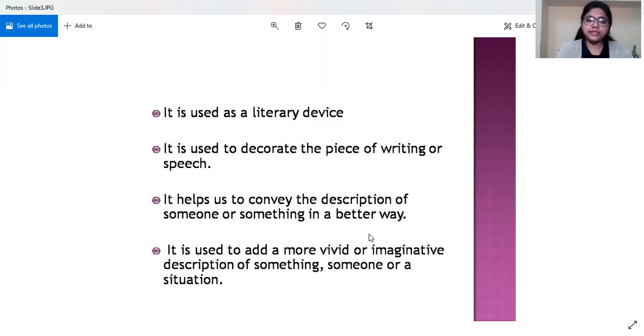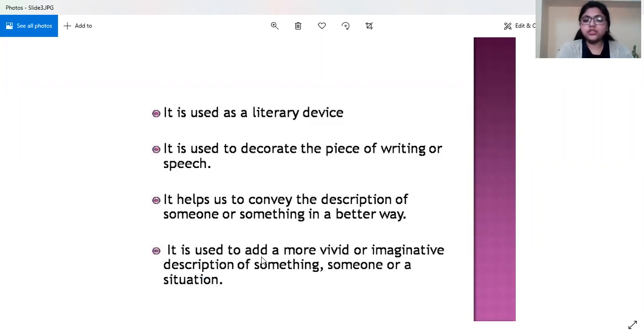As I just gave you the example, if you say he is running fast, okay, that is also correct. But if you say he is running as fast as a horse, then the person who is listening to you or who is reading the thing written by you would be able to see that, would be able to understand your description in a better way.